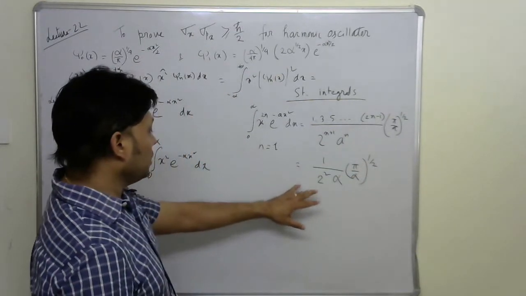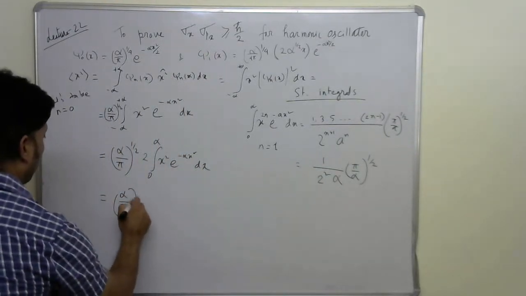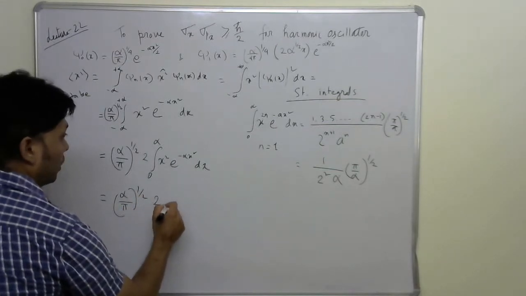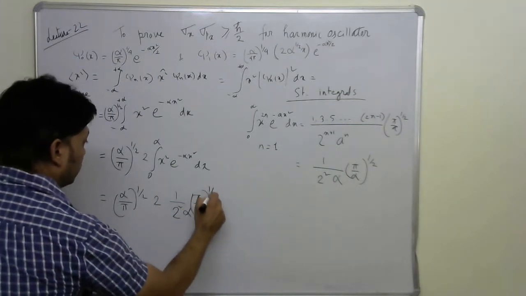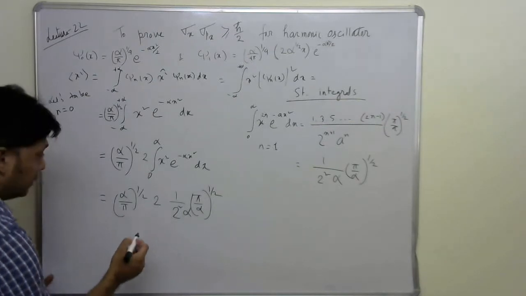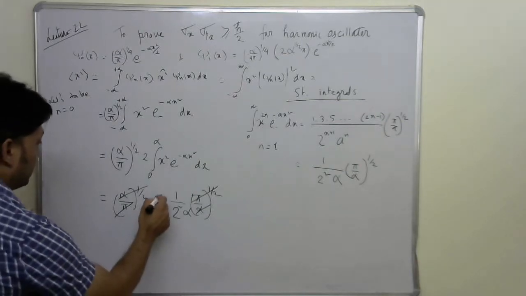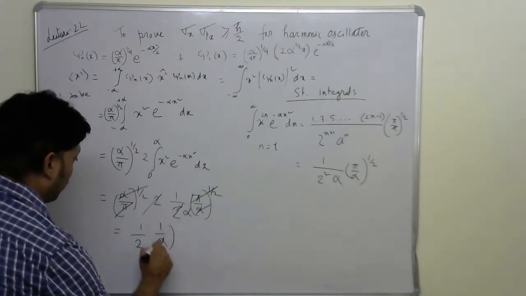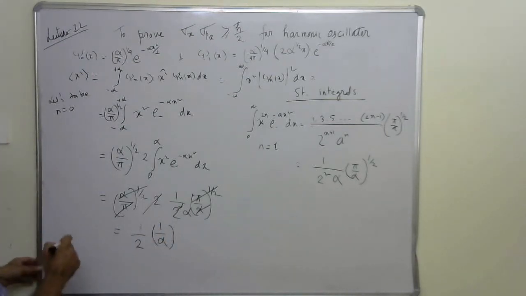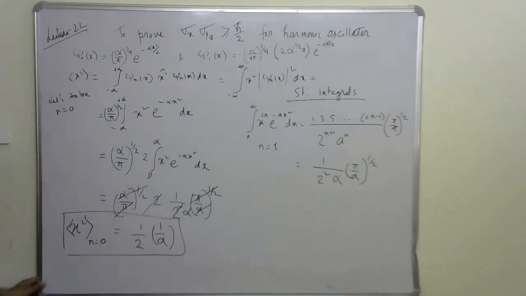We can take this value here and write alpha divided by pi to the power half multiplied by 2 multiplied by 1 by 2 square alpha, pi by alpha to the power of half. Now we can see the alpha and alpha cancel out, pi cancels out, and what is left is 1 over 2 multiplied by 1 over alpha. This is our value of average x square for n is equal to 0. That's how we have calculated it.